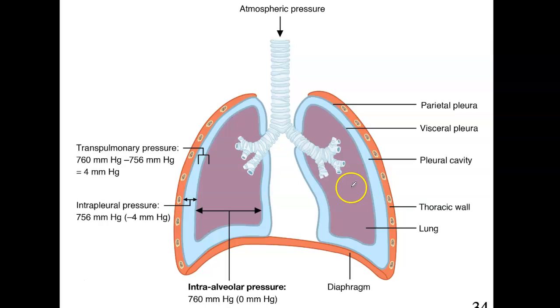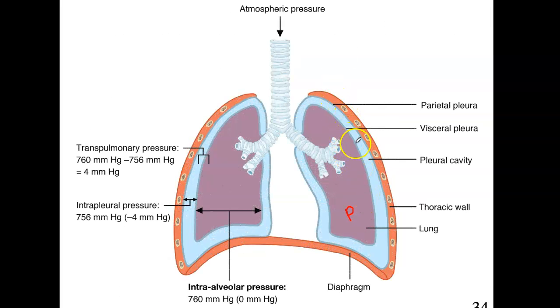This is a drawing that's a little more realistic. So you would have in purple your lung, with its own intrapulmonary pressure. And then you would have in light blue here the pleural cavity. Super important, with its visceral pleura on this side and parietal pleura on the other side, and the fluid in between.